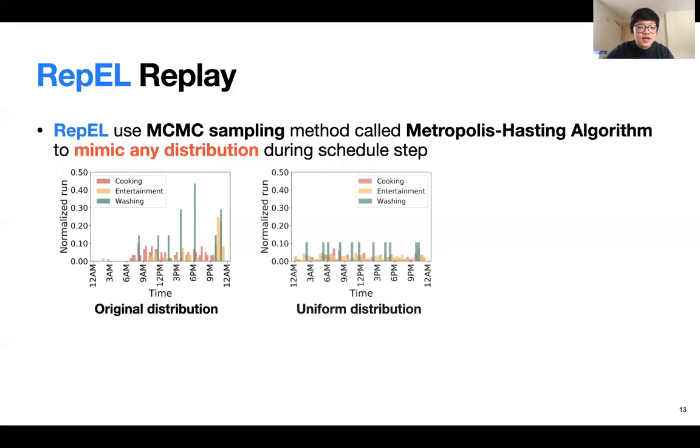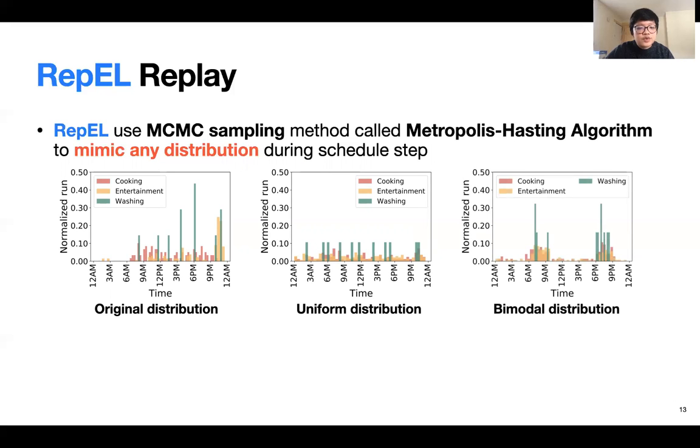Now, if we schedule RepEL using a uniform distribution, then the replay result will look like the figure in the middle, which uniformly scrambles the loads and also hides the behavioral pattern. Or if we use a bimodal distribution, then it will look like the figure on the right, which replays most of the load during 6 to 9 a.m. and 6 to 9 p.m. This feature gives RepEL the freedom to schedule based on any given probability distribution.